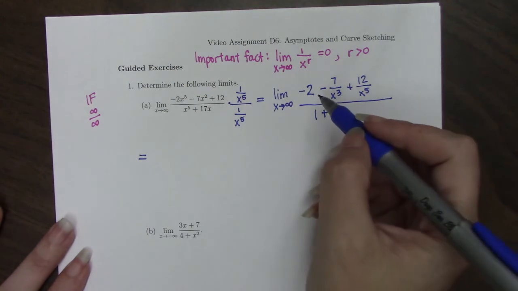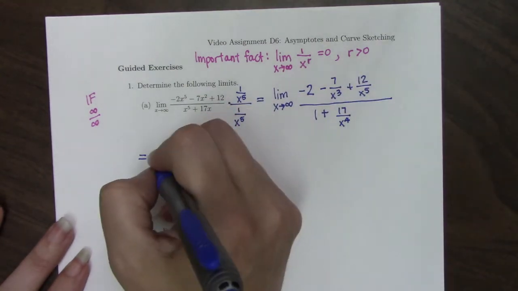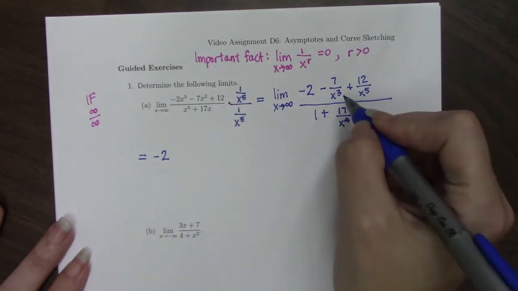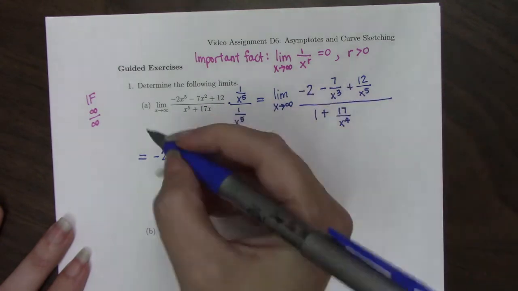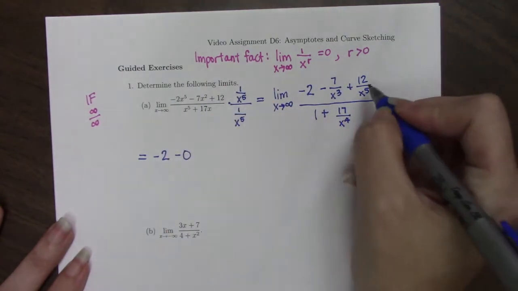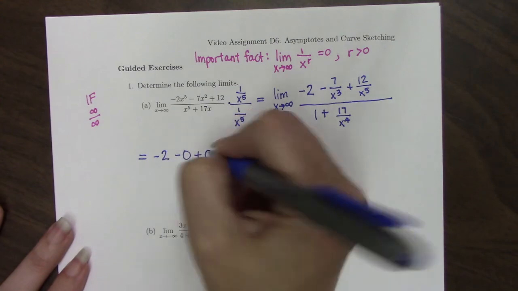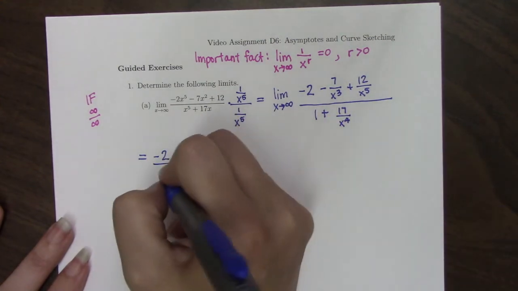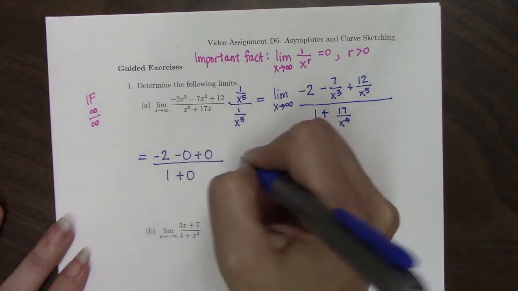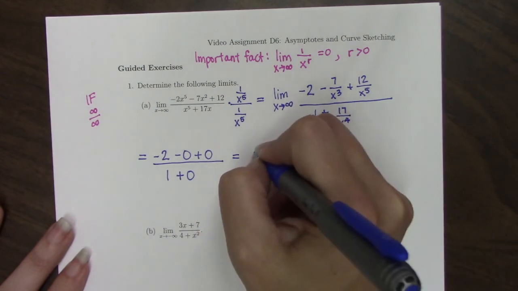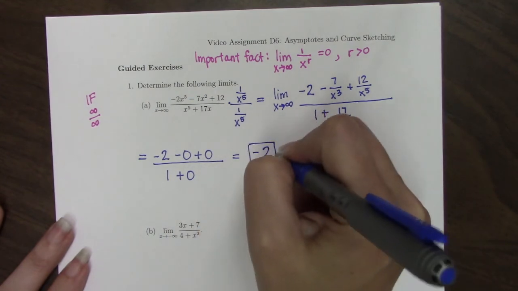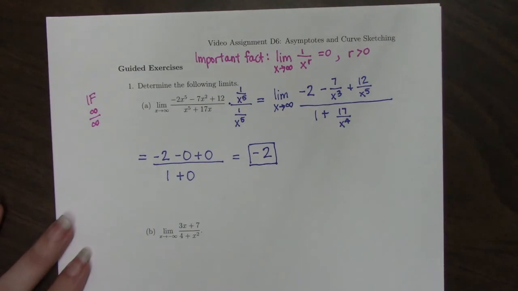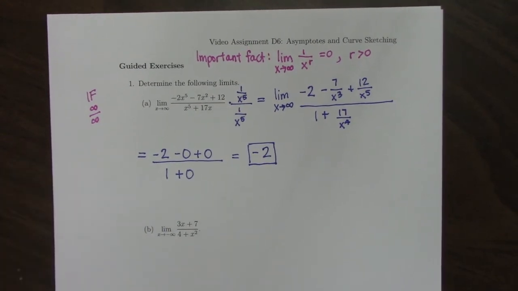So the limit of negative 2 is just negative 2. The limit of 7 over x cubed is going to be 0. 12 over x to the 5th is 0. And in the denominator, I get 1 plus 0. This simplifies to negative 2. So this would be the answer to my limit.